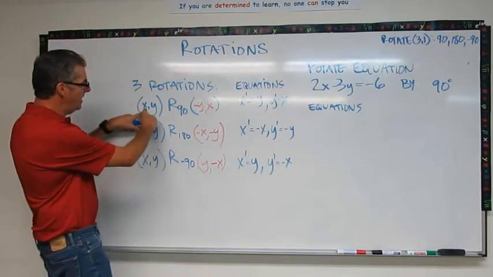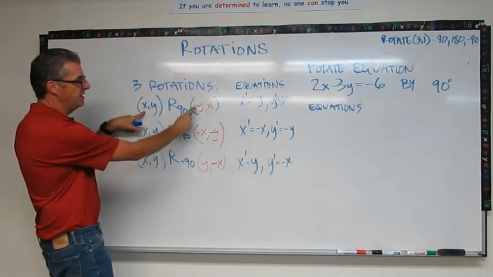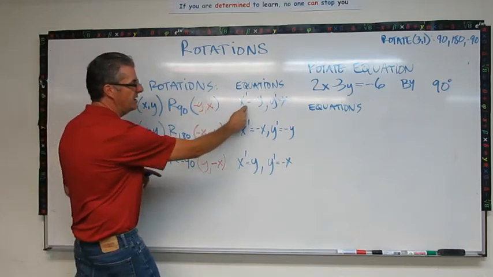So, what happens to my x? What's my x prime going to be? It's minus y. So x prime is minus y.